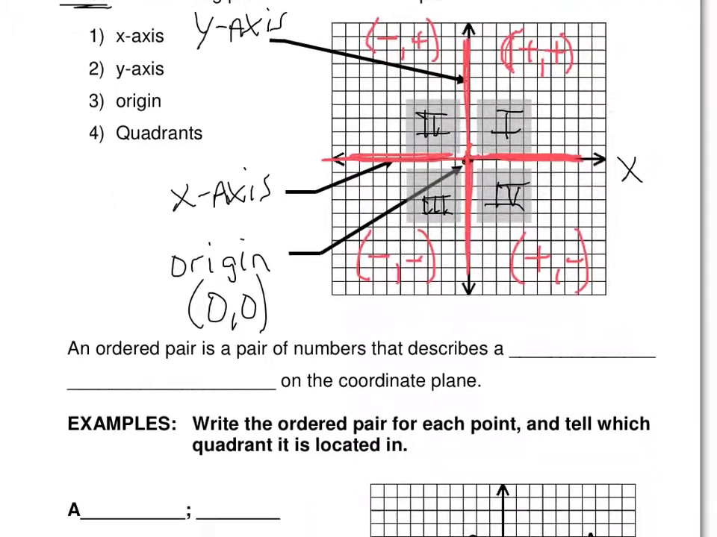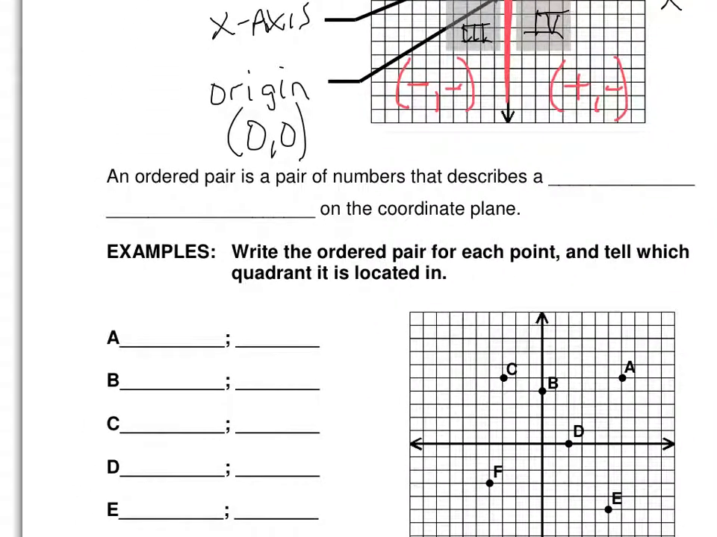All right, an ordered pair is a pair of numbers. Write this down. An ordered pair is a pair of numbers that describes a point's location on the coordinate plane. So have that in your notes.